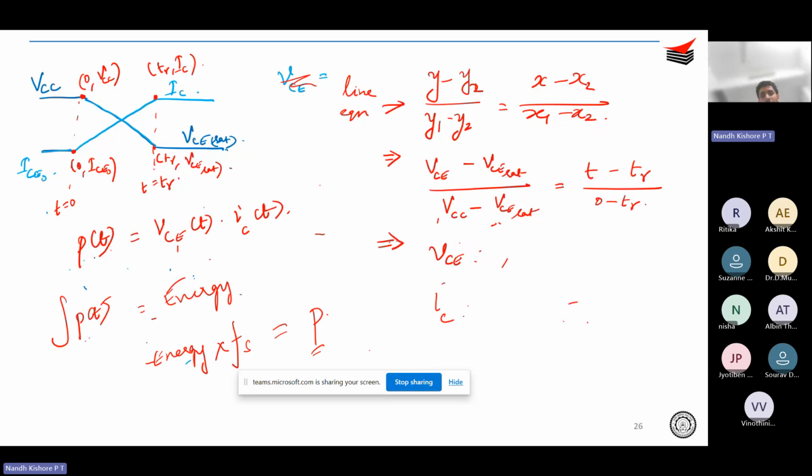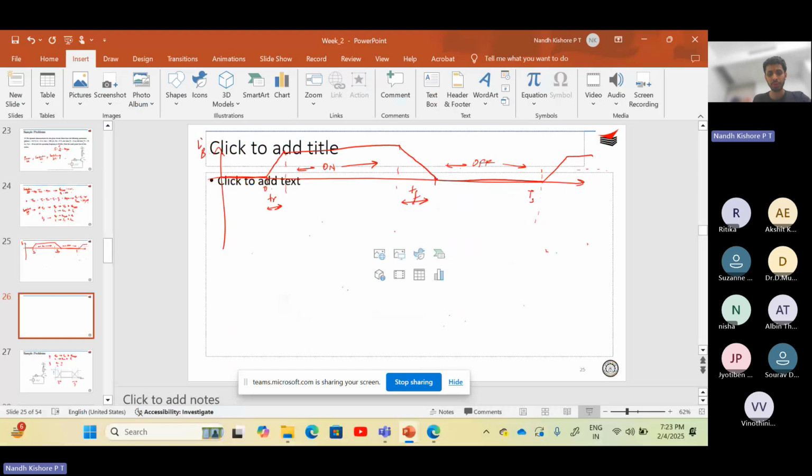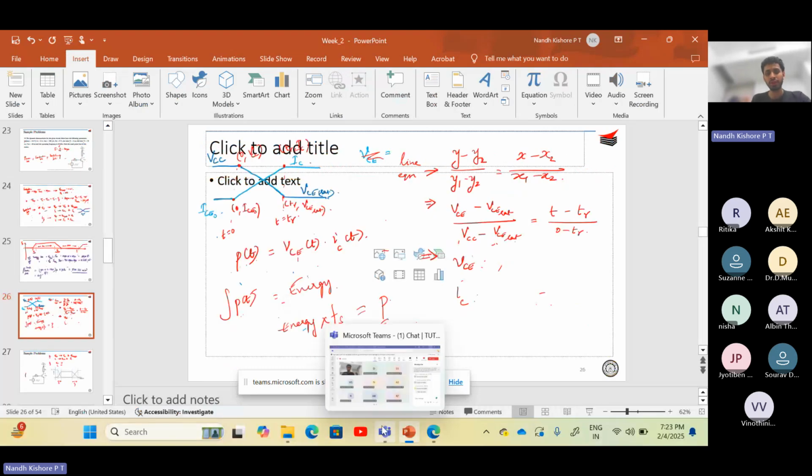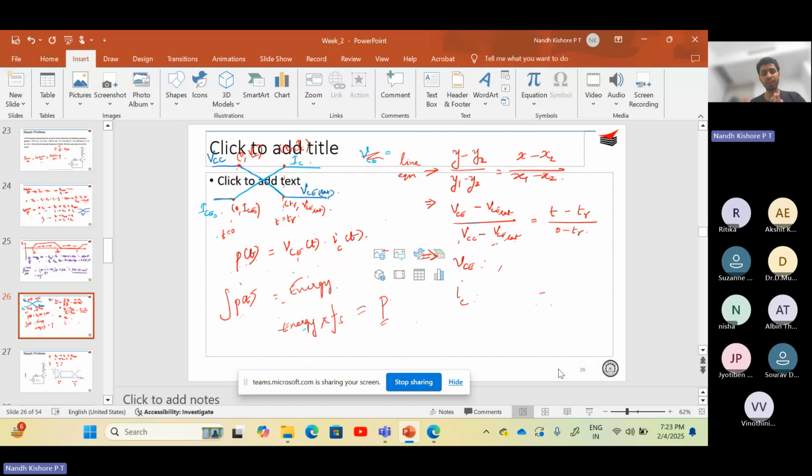You understood this procedure, right? Just give me a thumbs up if you have understood this procedure. What we did was we took the line equation of VCE, took the line equation of IC, and multiplied both of them to get the instantaneous power profile. Then find the area under the curve, that is integrating it between 0 to TR, you get the energy, and multiply that by frequency, you get the power. So did you get it?